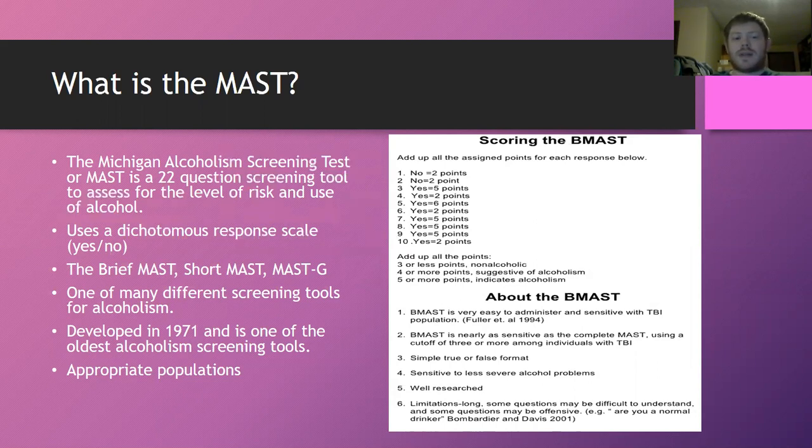The MAST is just one of many different screening tools for alcoholism. There's a few other tests like the CAGE, the SASSY, they all have these fun names, but it's one of the most widely used screening tools for alcoholism. It's also one of the oldest. It was developed in 1971. The populations it's appropriate for, it can be used for most people, but it does lose some effectiveness in testing in geriatric populations.